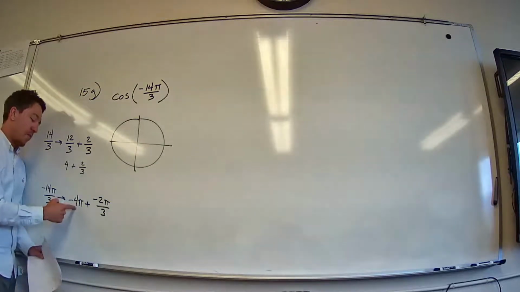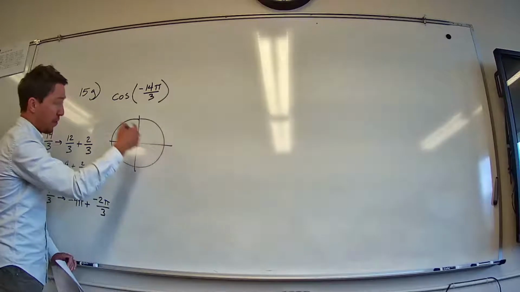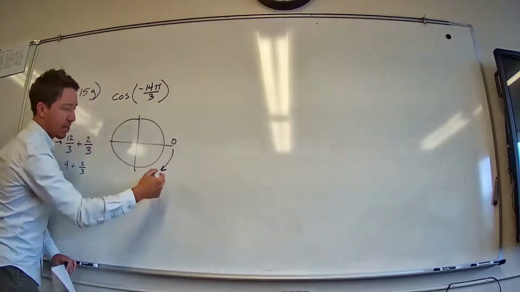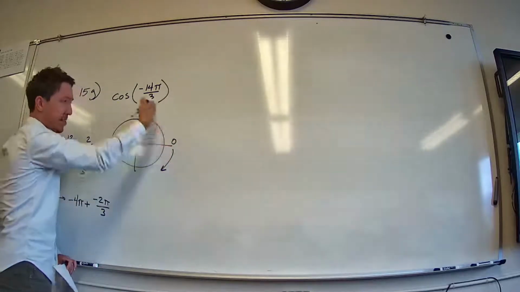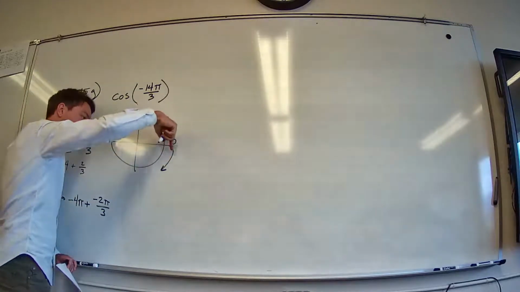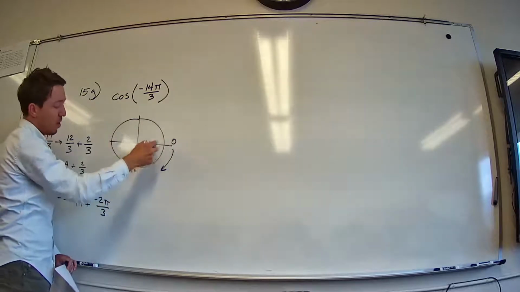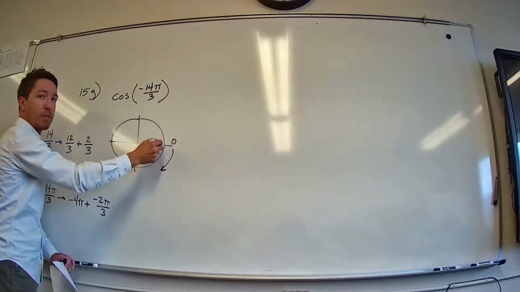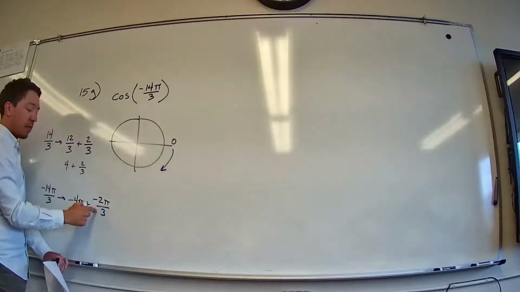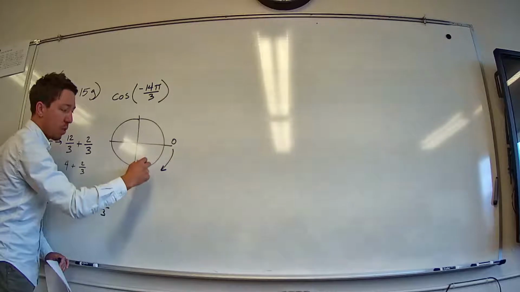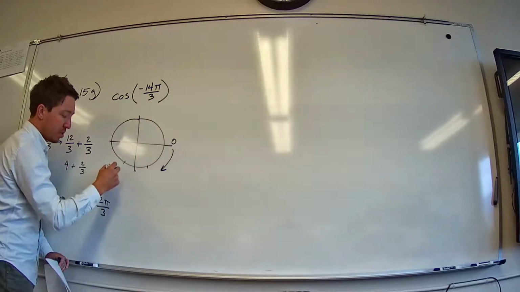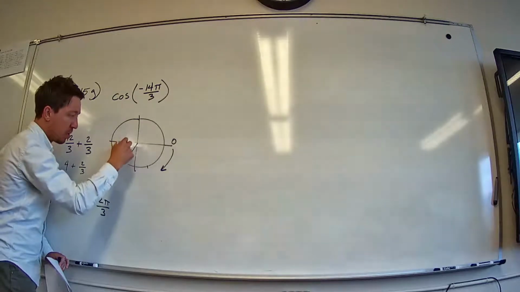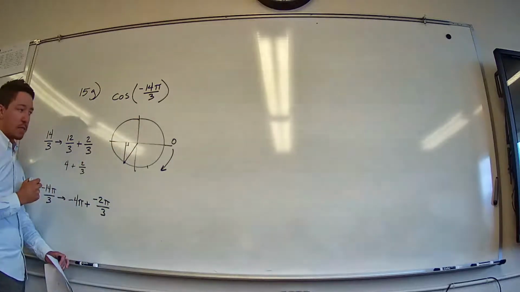Yeah. Because the first thing to keep in mind is it's negative. This is the positive angular direction, counterclockwise. The negative angular direction is clockwise. But 4 pi is just 2 full rotations. Now let's continue going another negative 2 thirds. So 1 third, 2 thirds. So we'd end up right there. Does that make sense?